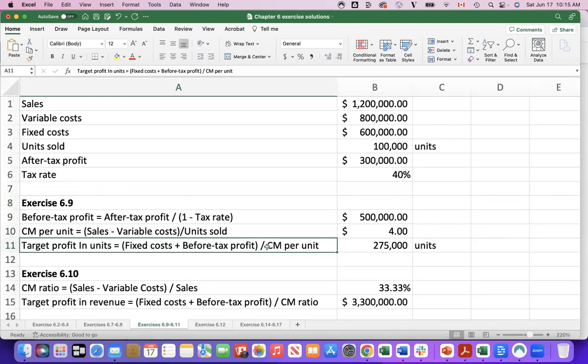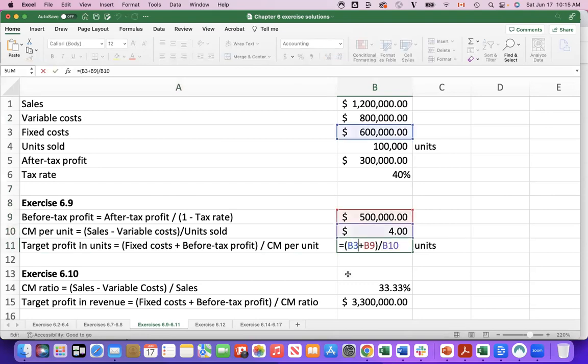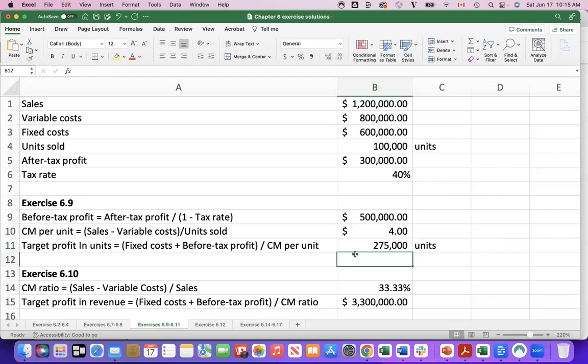So now we can finally calculate our target profit in units sold. The numerator is fixed costs of 600,000 plus our before tax profit, which we just calculated to be $500,000. We divide that numerator by our contribution margin per unit, which we just calculated to be $4 a unit. So you can see the formula there: the 600,000 in fixed costs plus 500,000 in before tax profit, so 1.1 million. Divide that by the $4 per unit of contribution margin. In order to earn this before tax profit, we need to sell 275,000 units.